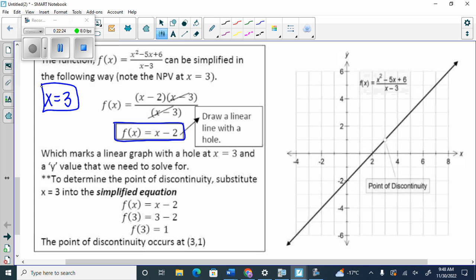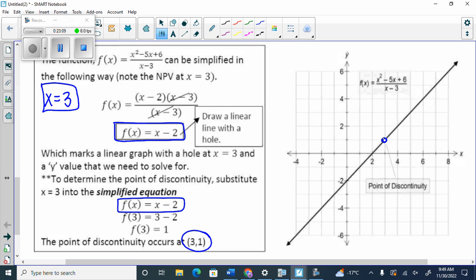So x equals 3 is the x value. How might I get the y? Plug in 3 for x into the simplified version. If I plug it into the original, I'm going to get zeros, because I'll have 0 on the bottom and 0 on the top, which would not be helpful. You plug it into the function that's left over. I plug in the 3: f of 3 equals 3 minus 2. f of 3 is 1. So I know I have a point of discontinuity at (3, 1). So all I do is draw the graph of x minus 2, what's left over, and then I go to (3, 1) and draw an open dot. Like that. That's it.